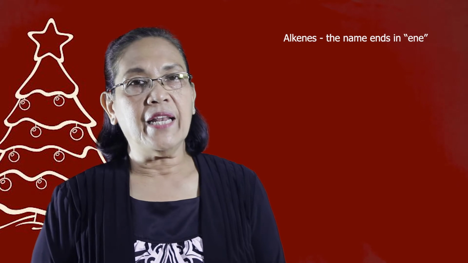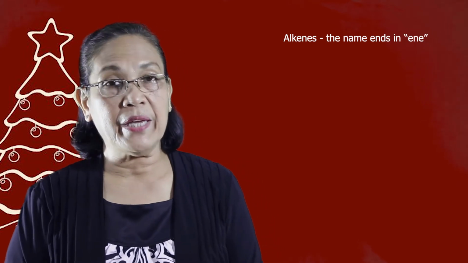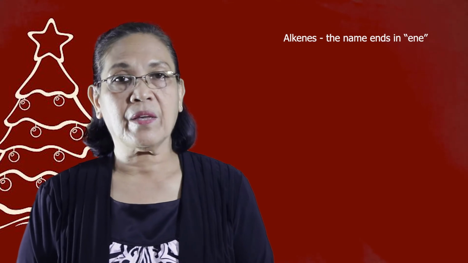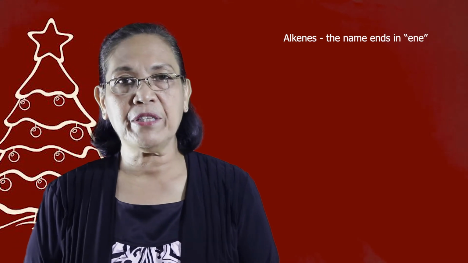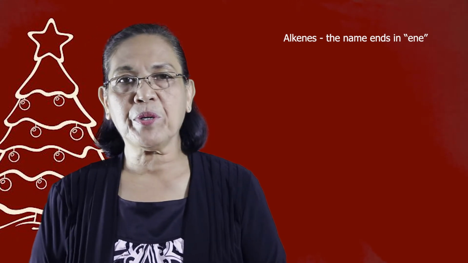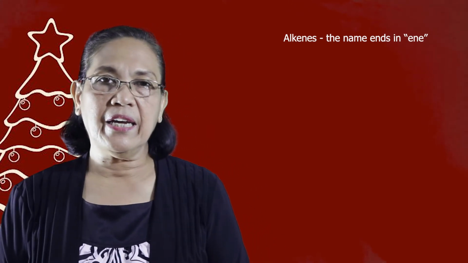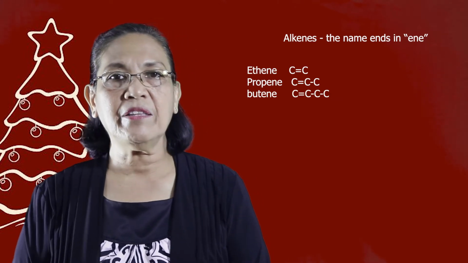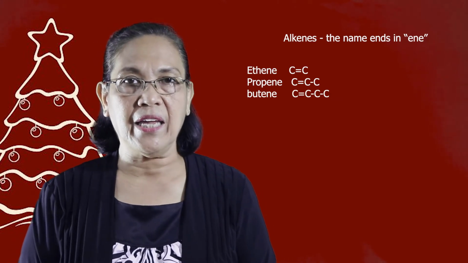Now, the least number of carbon atoms to exhibit the double bond is 2. So you can see the double bond between the 2 carbon atoms. That's why the first member of the alkene family is what we call ethene. So if there are 2 carbon atoms, the alkene is called ethene.